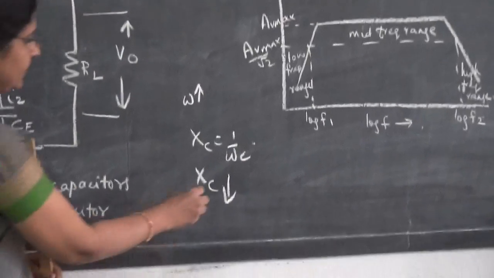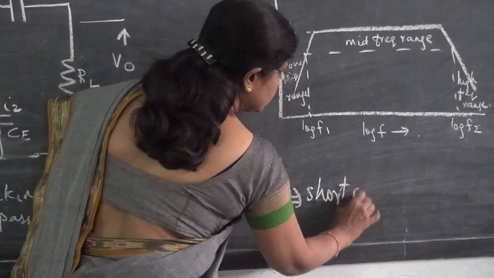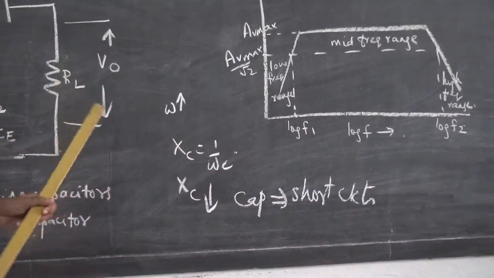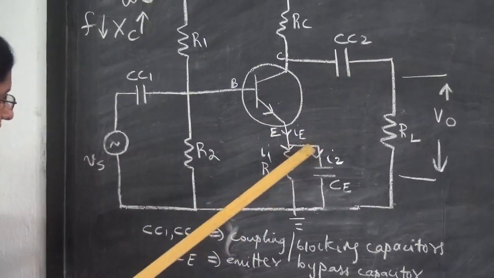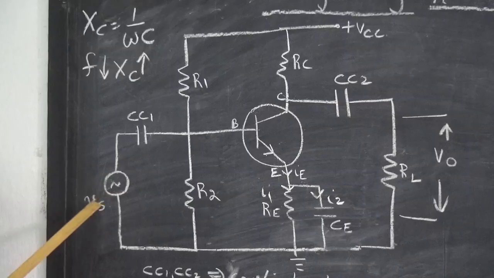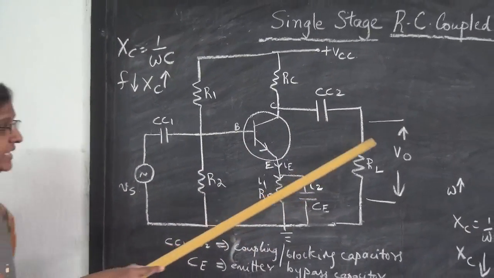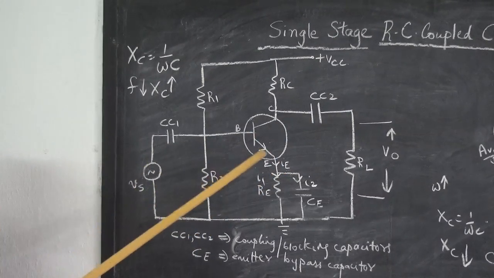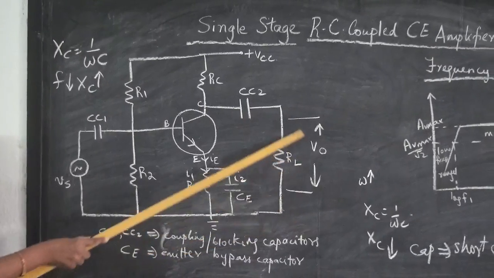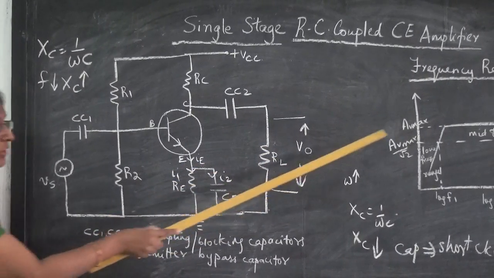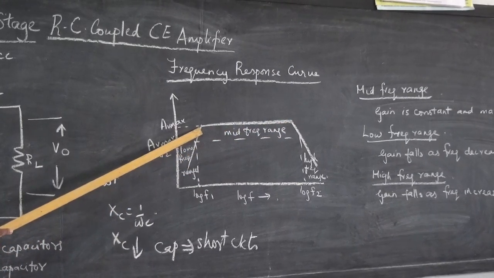When reactance is very low, the capacitors behave as short circuits. At high frequencies, this capacitor behaves like a short circuit, this behaves like a short circuit, this also behaves like a short circuit. So there is no potential difference developed across any of the capacitors. The entire input voltage goes to the amplifier, gets amplified, and you get a large output voltage. If output voltage is high, your gain is also high. So you get a high gain in the mid-frequency region.